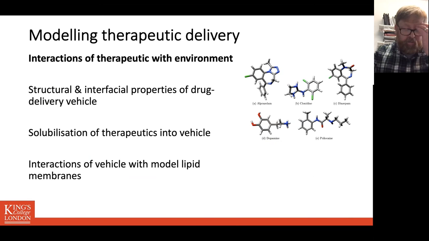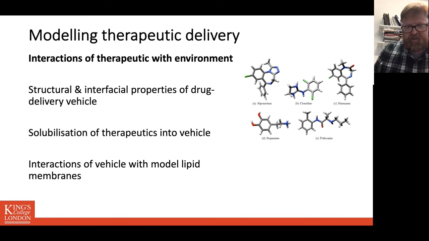In our group, we're looking at four different aspects of these therapeutic nanoparticles. One of them is looking at the therapeutics and how they interact with the environment. I should say that in almost every one of these different aspects, we're reaching out and trying to collaborate with experimental groups, because we feel that it provides a lot more depth and breadth to our understanding. As I go, I'll show two cases where we've done that and hopefully show you some interesting results.